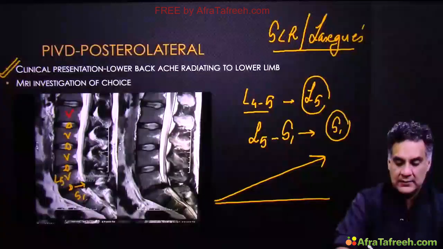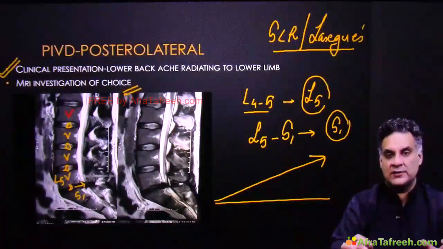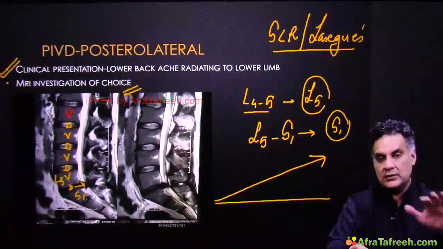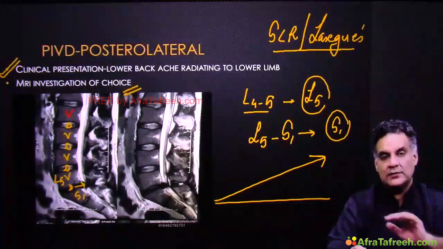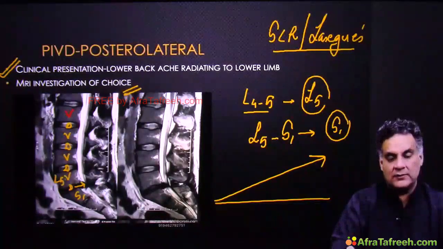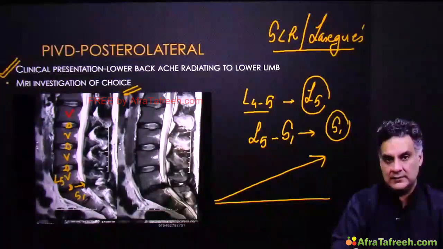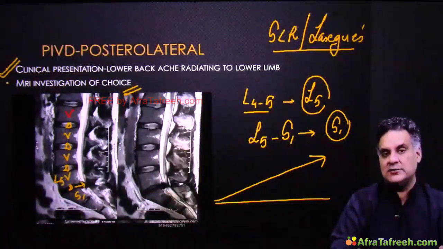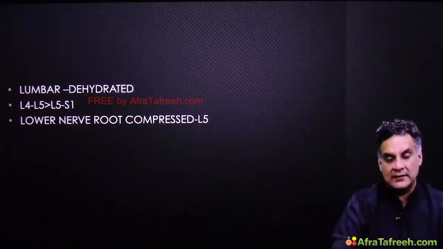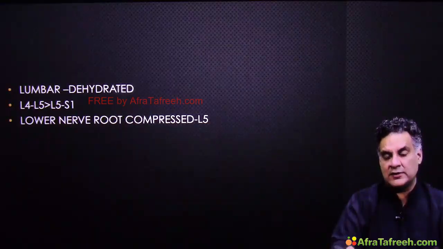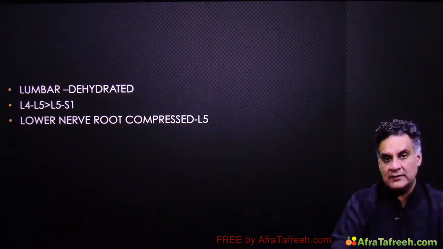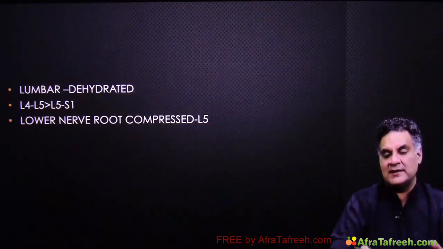In such a condition, MRI is the investigation of choice. It can pick up the degree of compression, and can also calculate the diameters. Usual diameters of the spinal canal, which are adequate for the nerve roots, are 10 millimeters. Beneath that, an intervention is usually required. Lumbar disc prolapse is more common than cervical because the lumbar disc has less water content. Most common level, L4-5 more than L5-S1. Lower nerve root is compressed, that is L5 level.